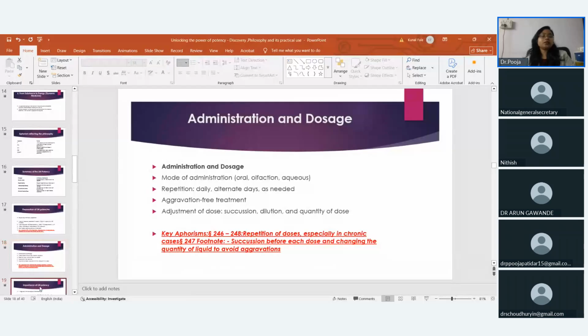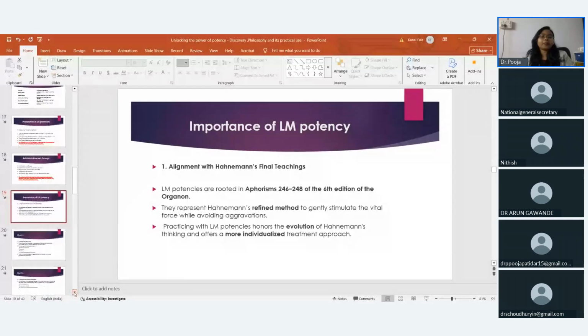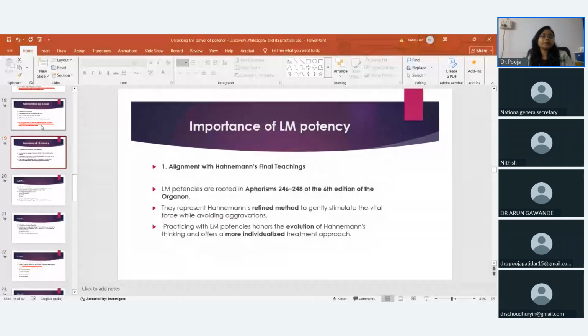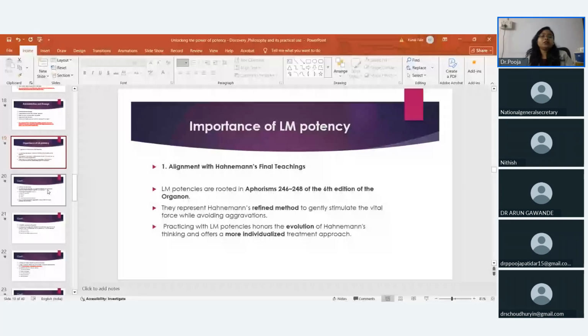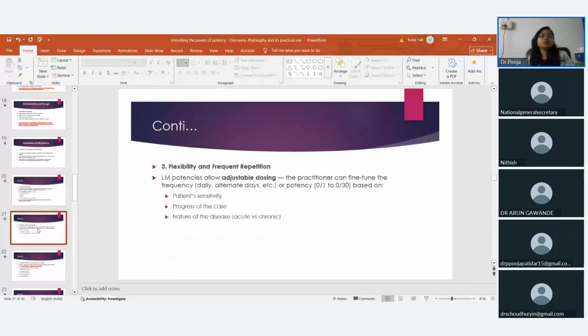Now let's see the importance of LM potency. As we all know, the LM potency is very gentle and mild in action. We can easily prescribe this LM potency in sensitive individuals, children, elders, and psychosomatic and chronic cases. Easily we can give the repetition in this LM potency to see the progress of the case.